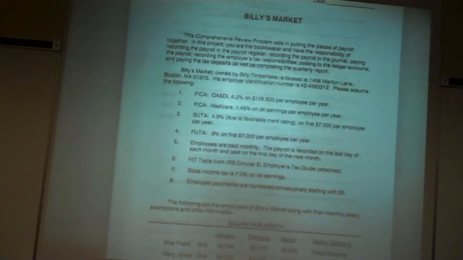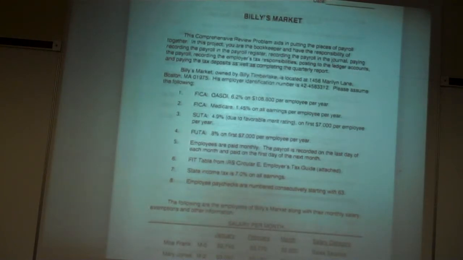A couple of you came in to ask me some questions about your homework with the wage base. What was the wage base that we had for the OASDI on one of our problems? 106,800. I never ask you to remember those numbers or the percents. I'll give those to you on the test.